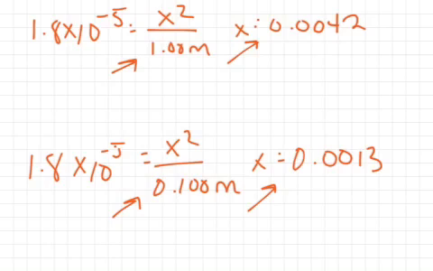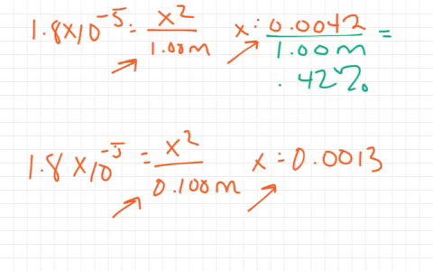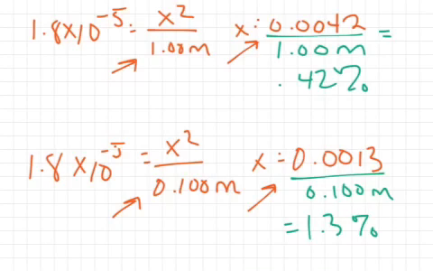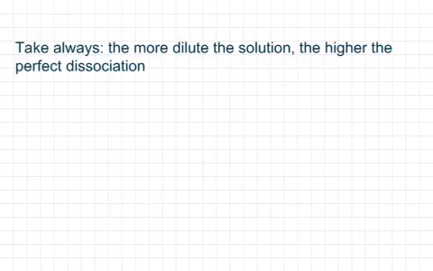But if you look in terms of percent, if we divide this by the original molarity, we have 0.42% dissociated. Whereas if we divide this one by the original molarity, which was much more dilute, and turn it into a percent, you end up with 1.3%. So the takeaway from this is the less of a substance that is placed in the water, the more easily that substance dissociates. So the more dilute the solution, the higher the percent dissociation.